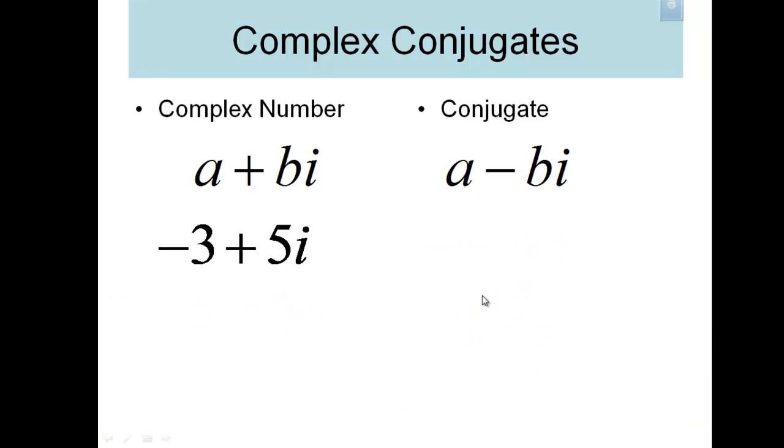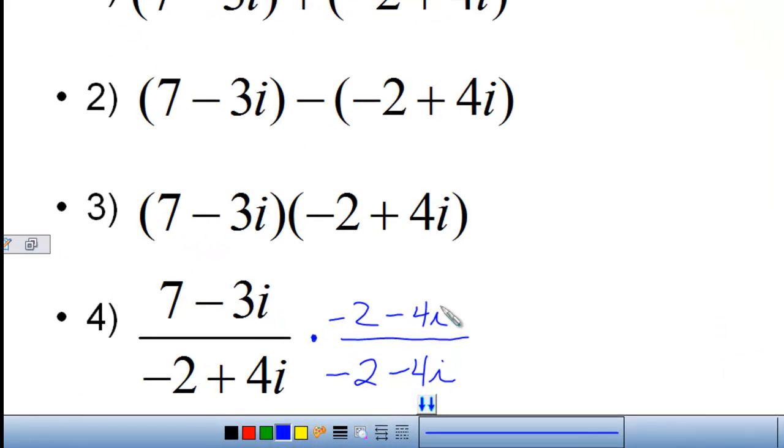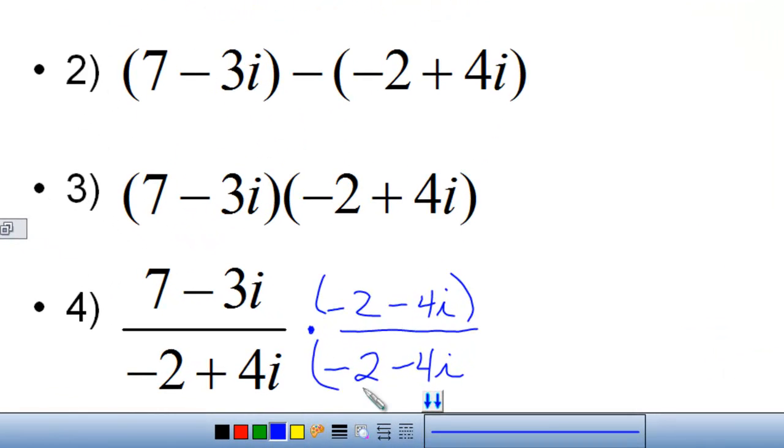So let's go back to that problem. If I want to simplify the quantity 7 minus 3i divided by the quantity negative 2 plus 4i, what I want to do is multiply both the numerator and the denominator by the complex conjugate of the denominator. So I'm going to multiply by negative 2 minus 4i on both the top and the bottom. Now I do need to be careful. I want to make sure that I multiply it on both the top and the bottom, and it is a problem where you have to distribute.